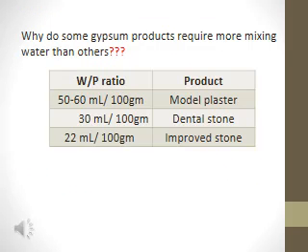The different types of gypsum products, all three types, require different amounts of water to produce a homogeneous workable mix. This is because of the difference in particle size, shape and porosity. The model plaster, as we mentioned before, has large irregular particles which are more porous, so it requires more water to wet the surface and to produce a homogeneous workable mix.